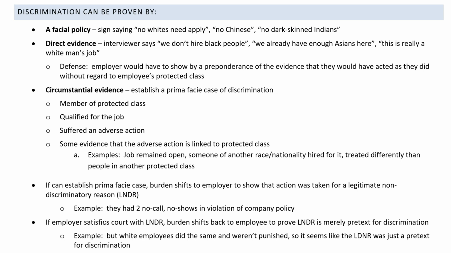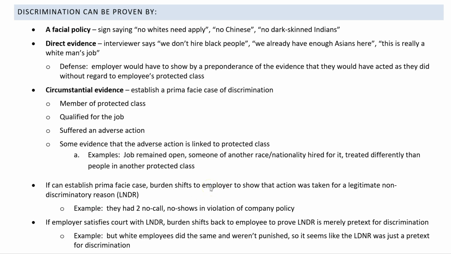So recapping those, the person was a member of a protected class, qualified for the job, they suffered an adverse action, and there's something that links the adverse action to the protected class. That's what we call circumstantial evidence, and that's where most cases of discrimination are today, because again, people don't come right out and say they're going to discriminate.